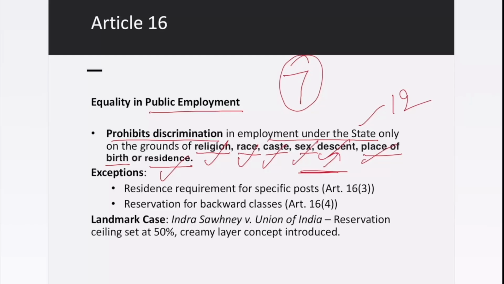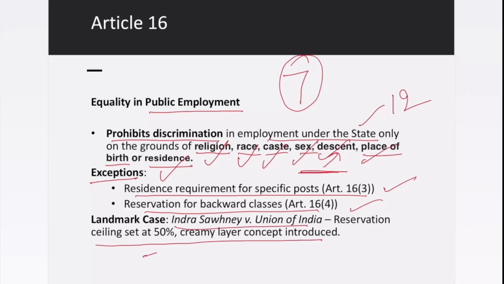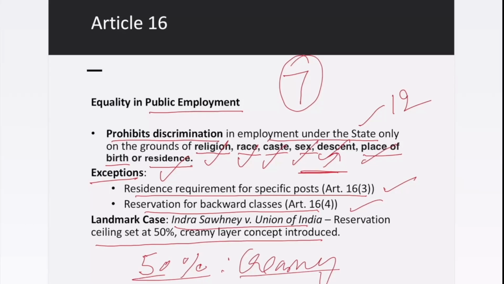But there are some exceptions to this, like residence requirement for specific posts, which has been allowed under Article 16.3. Reservation for backward classes has been allowed under Article 16.4. In this case, a very important judgment is the Indra Sawhney case, where the reservation ceiling has been set at 50%, that it cannot cross 50%, and also the creamy layer concept, that is, the economically well-to-do strata of society is not permitted to take the benefit of the reservation.